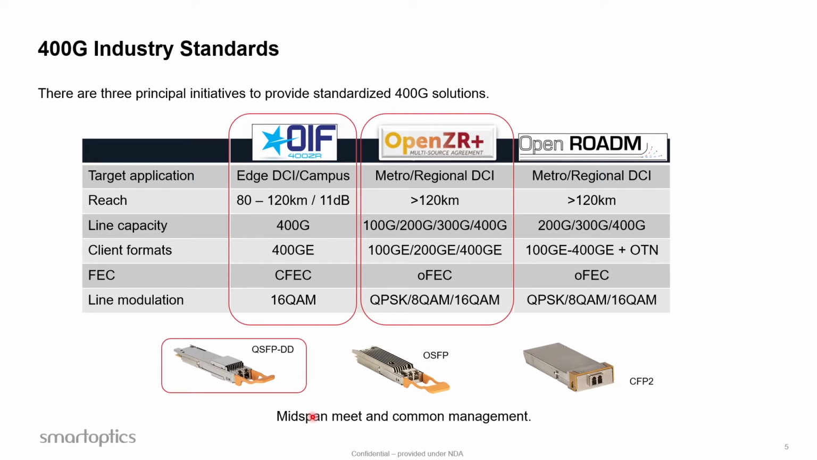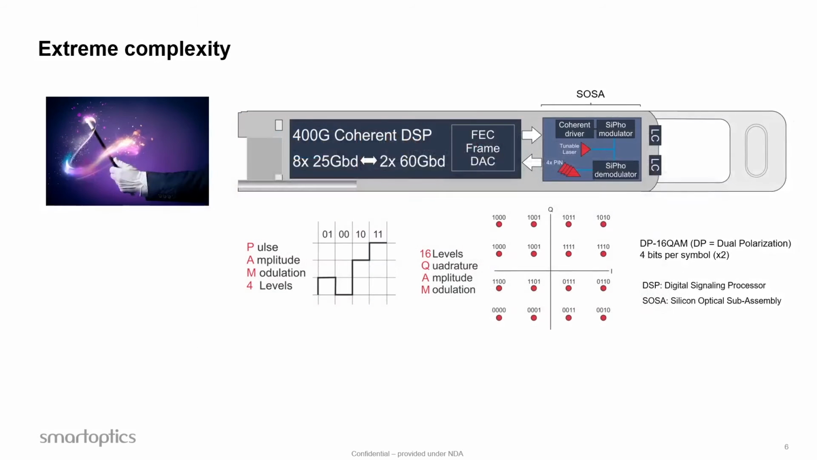So a module like this is actually very, very complicated. It's like magic that they can get this to work. If someone had told me 5-10 years ago that we would be able to have a 400 gig coherent module built into this form factor, I would have said, no way, that's not possible. But here we are.